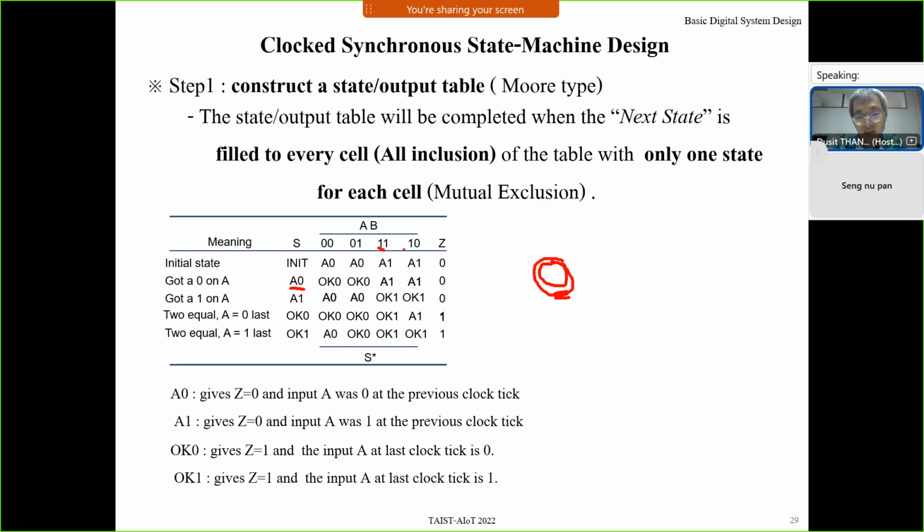At A0, the last value of A is 0. If input A is 1, it's not the same, right? It must go to the state where output is 0 and the last value of A is 1. So it goes to A1. Okay, something like this. You can complete this state table. For the example, you may not understand the detail. It's okay. I just show you some process for the design.